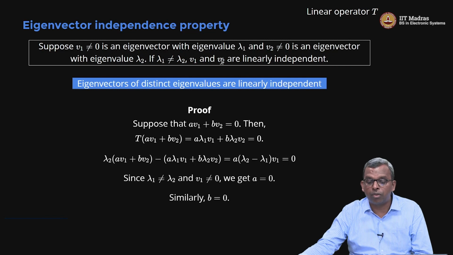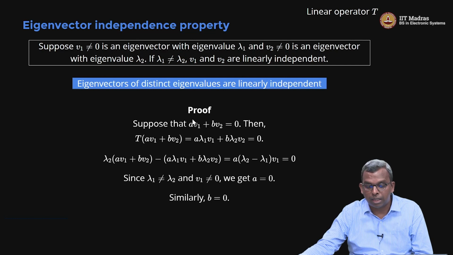Supposing a linear combination of v1 and v2 goes to 0, then I need to show a and b are 0. That shows that v1 and v2 are linearly independent. That's actually very easy. You just hit both sides with T, and you will get a lambda 1 v1 plus b lambda 2 v2 is 0. And then this is also 0.